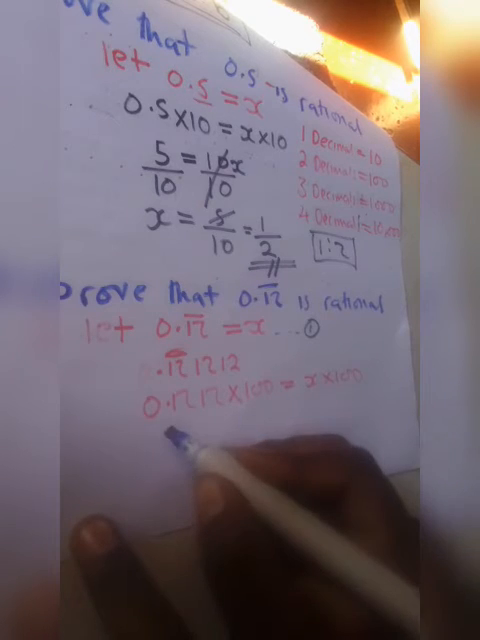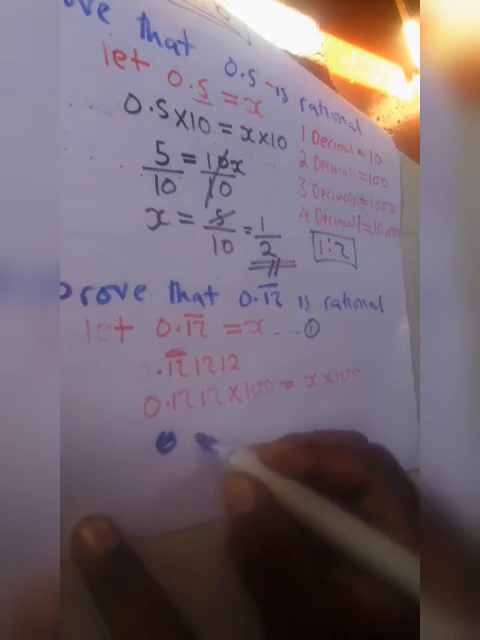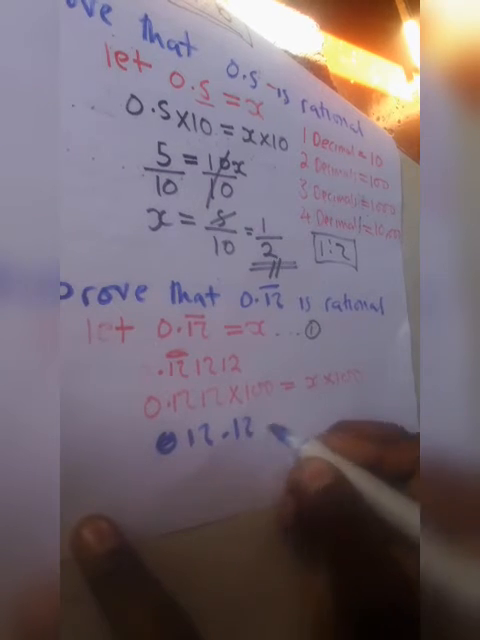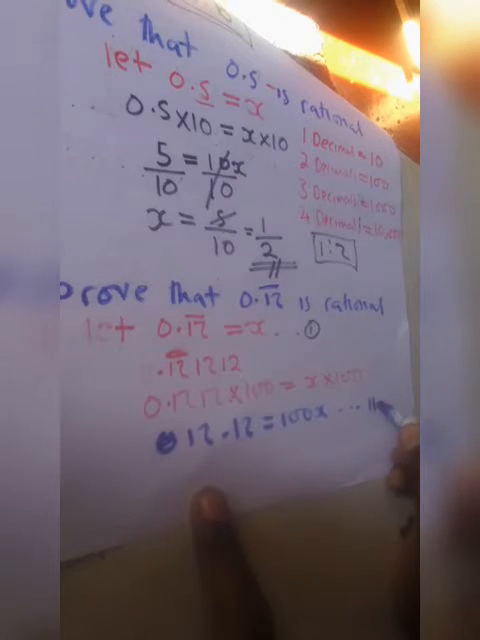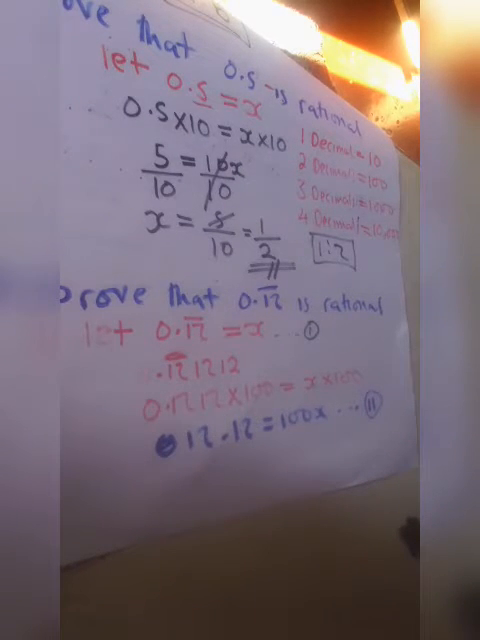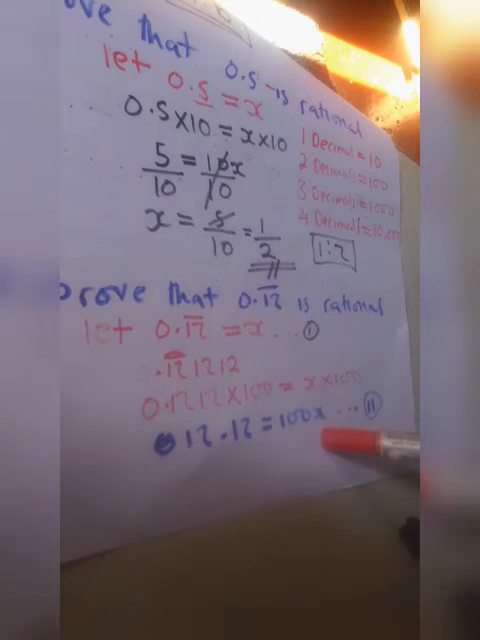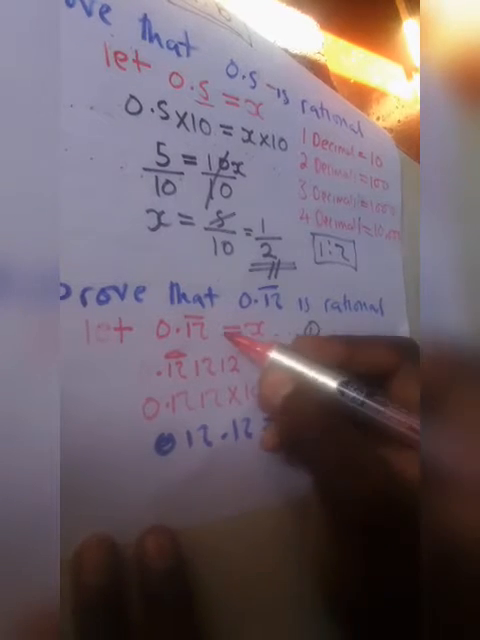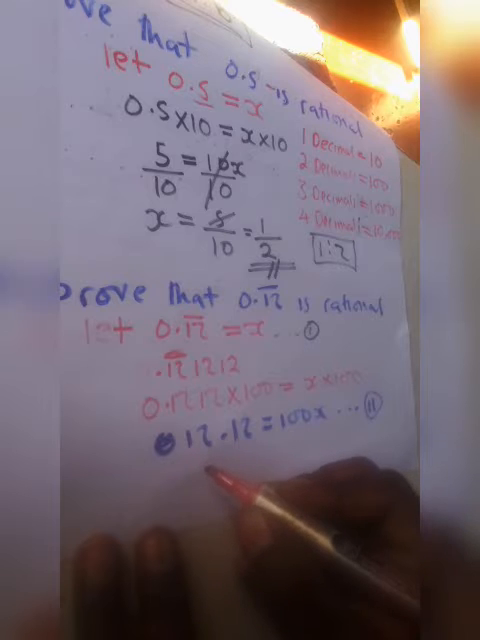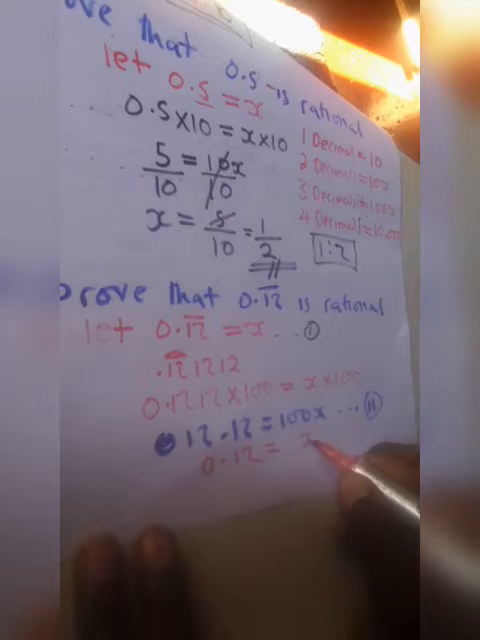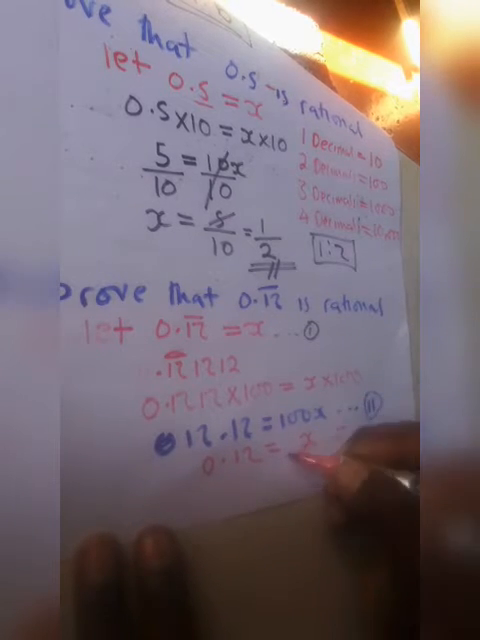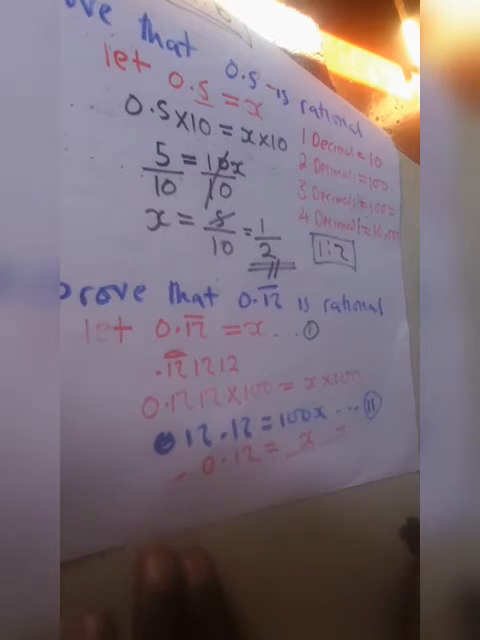So here when you multiply, you're going to have 12.12, which is equal to 100x. This is equation 2. So how do you do it now? Finally, subtract equation 1 from equation 2. So how do you do that? Just do this. Subtract the 2. You've got this, 0.12 repeating is equal to x. Just subtract these, the like terms, and subtract this. Then you get the answer.